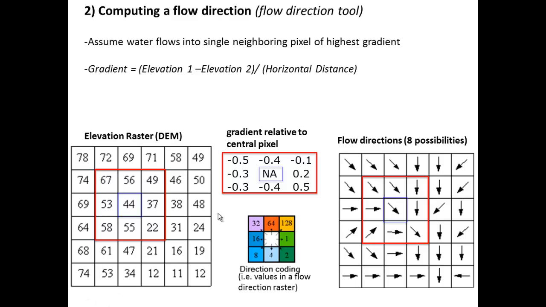So this algorithm computes the gradient or slope between each pair of pixels. And you can see those calculations here. The highest gradient is going to be 0.5 between these two pixels. So that center pixel then is going to get assigned a flow direction to the southeast, which will be coded by some raster value in the flow direction raster.